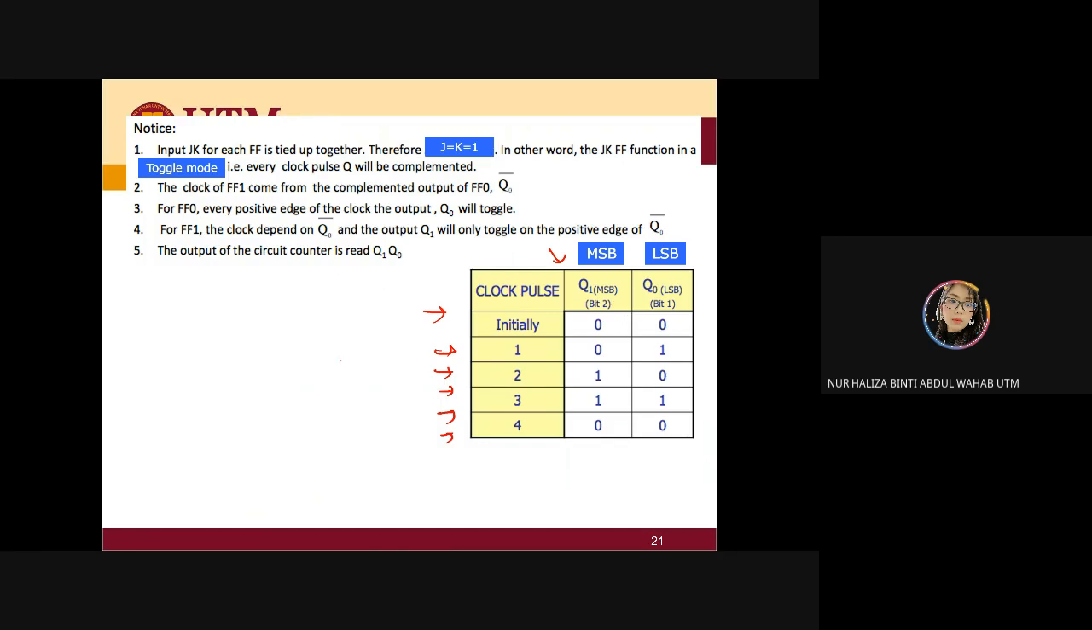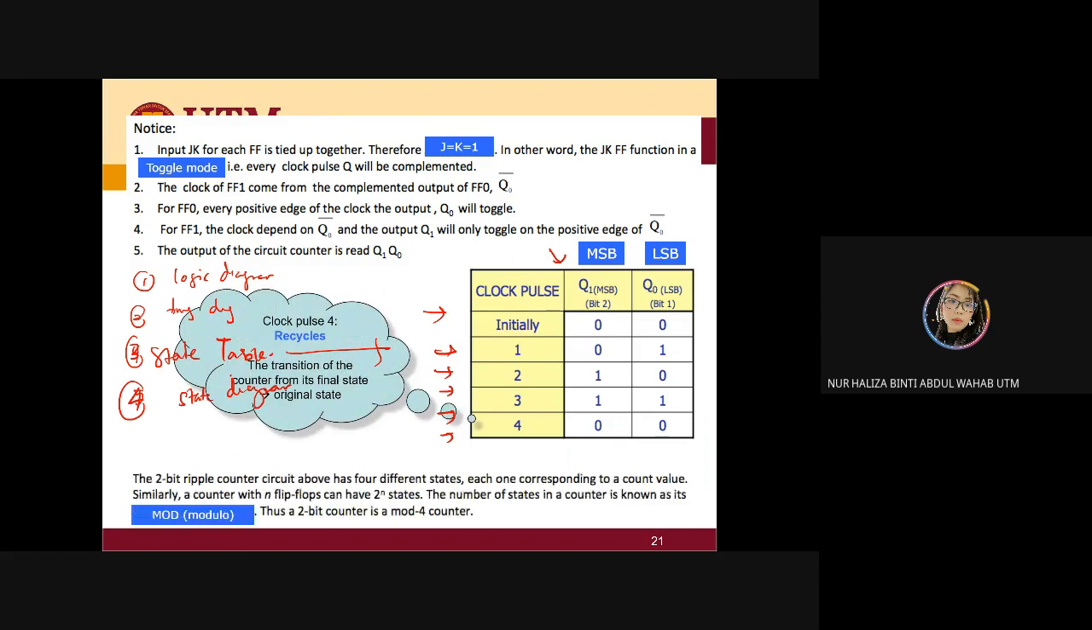So this is your state table. So first of all, you need to draw the logic diagram. Second, you need to draw the timing diagram. Third, you're going to do the state table. And fourth, you're going to draw your state diagram. Okay, this is your state table. After you are done here, then you can move to your state diagram.